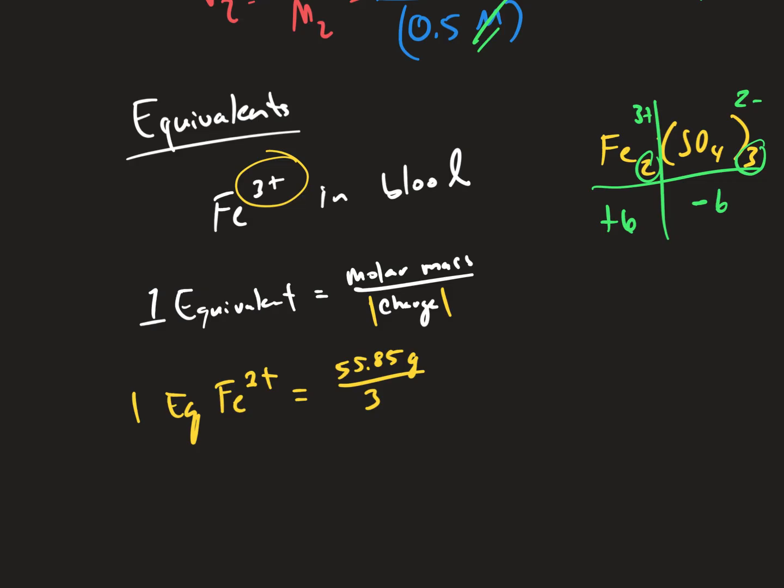Any questions there? So if we divide that, we're going to get 18.61 grams of iron is equal to 1 equivalent of iron 3 plus. We good?